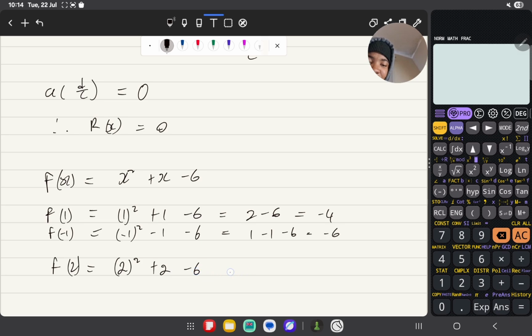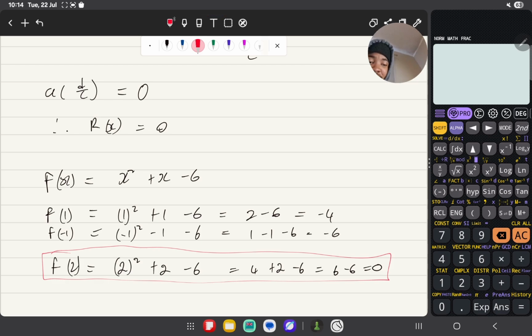Plus 2 minus 6. So then I'm getting what? That is 4 plus 2, oh no, not 4 squared, because 2 squared is 4. So it's 4 plus 2 minus 6, right? So you're getting 6 minus 6, you're getting 0. So we have it, it must be a factor, right? 2 is a factor, right?